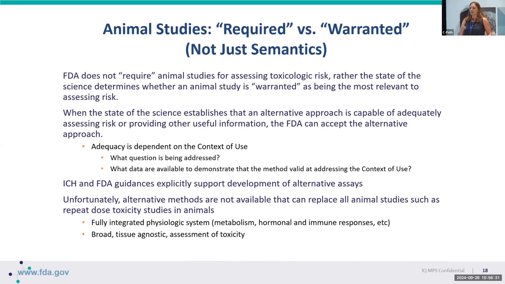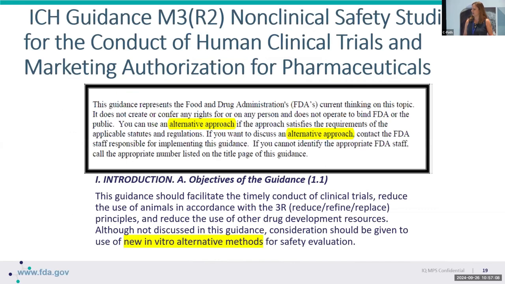This touches on the topics today of context of use. We at the FDA will be willing to accept data from NAMs when we feel the alternative approaches are adequate, depending on the context of use, and we'll hear more about this: what is the question being addressed, and what data are available to demonstrate that the method is valid for addressing that particular context of use. We're also going to touch on how alternative assays are described in various guidances.